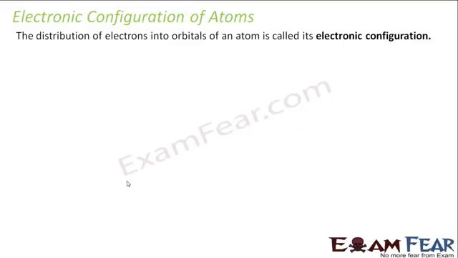Now we'll study the electronic configuration of atom. What is electronic configuration? The distribution of electrons into orbitals of an atom is called electronic configuration, where we'll tell how the electron is distributed across various orbitals in an atom.